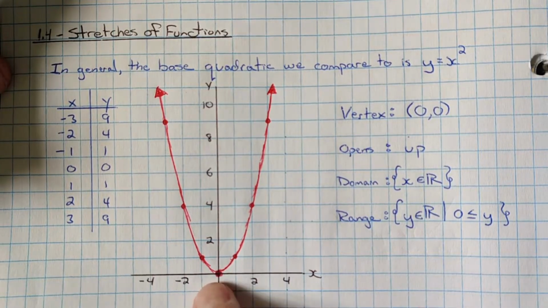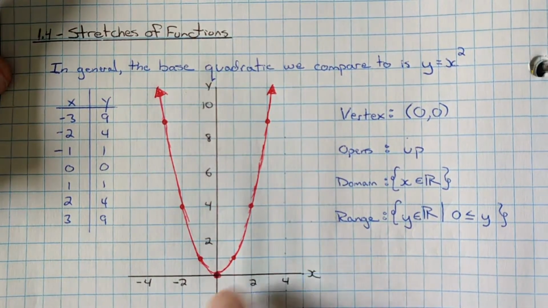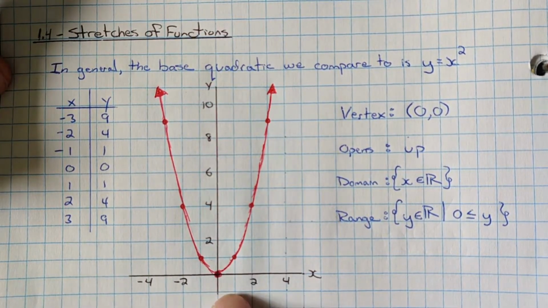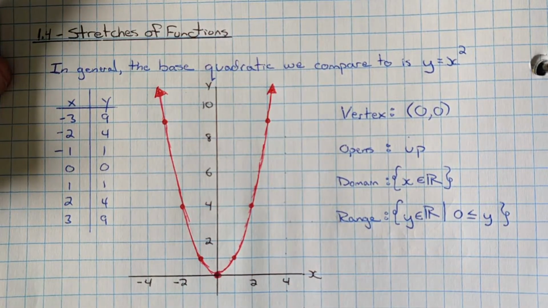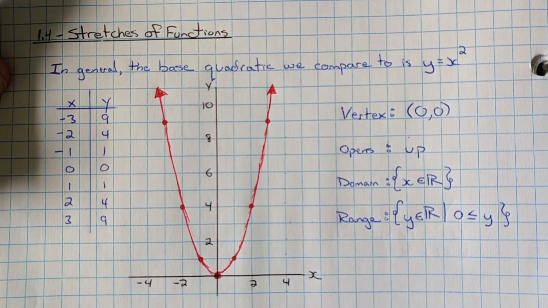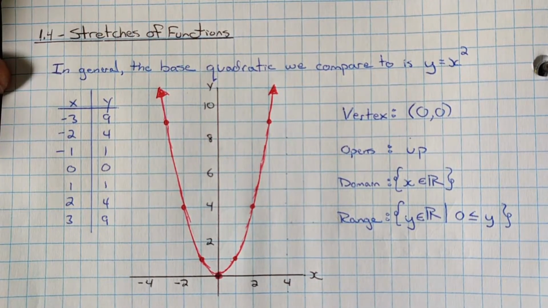Vertex is at 0, 0. It opens up. The domain is x belonging to the real numbers. The range is y belonging to the real numbers, such that y is greater than or equal to 0. So that's kind of our baseline that we're going to be dealing with for the next couple of lessons and most of this unit. And then as we move into the next unit, we'll look at some other variations on the quadratic function. But here we're going to look at this.